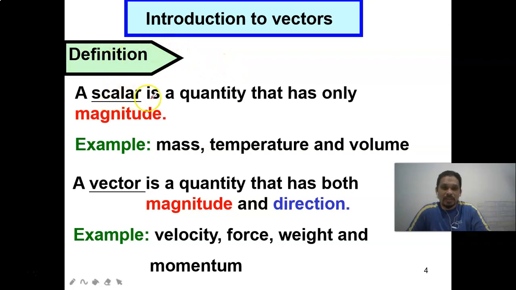A scalar is a quantity that has only magnitude. And a vector is a quantity that has both magnitude and direction. Meaning, direction here tells us where the vector is moving, to the left, right, or any direction, from one point to another point. As you see in this example here: velocity, force, weight, and momentum.